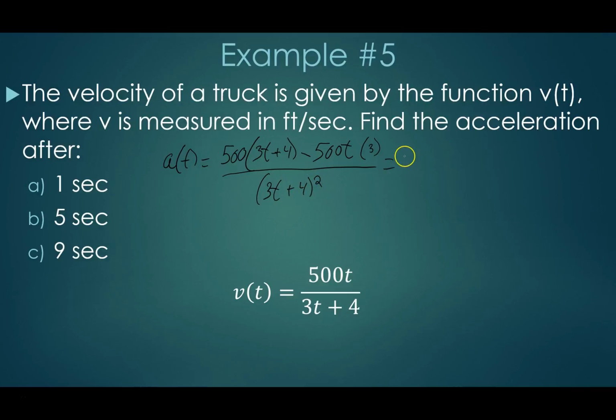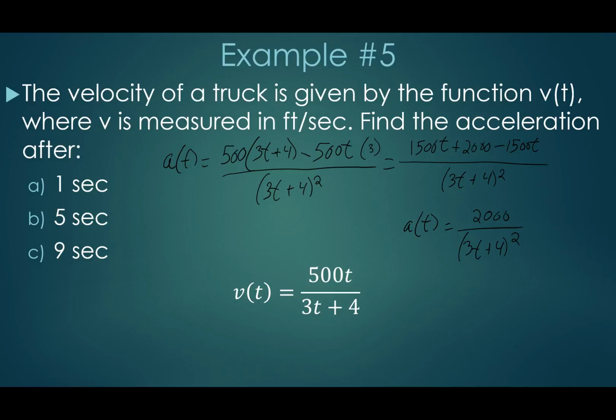So up top, when we distribute, we're going to get 1500t plus 2000 minus 1500t, all over 3t plus 4 squared. So this, when you combine everything properly, will simply become 2000 over 3t plus 4 squared, because the 1500t and the negative 1500t will cancel out.